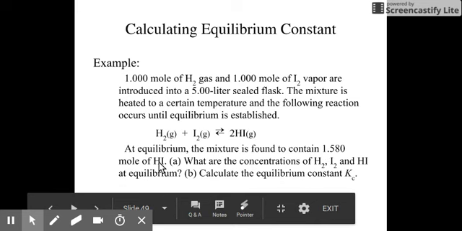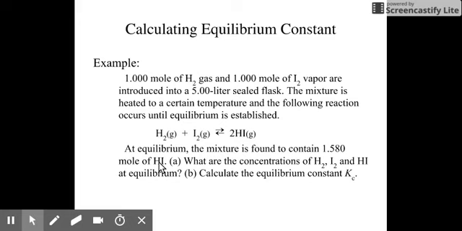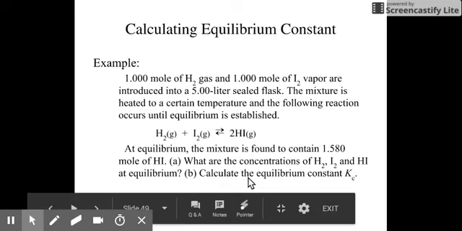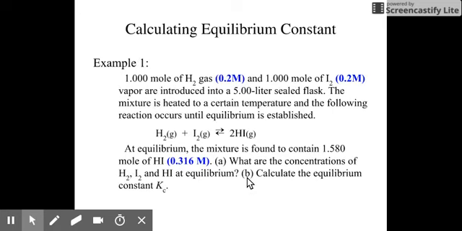And then the questions are, you need to get the concentrations of H2, I2, and HI. In other words, the concentrations of all your substances, and then eventually you need to be able to calculate the equilibrium constant Kc. So how do we go about that? First step is we have to tabulate.